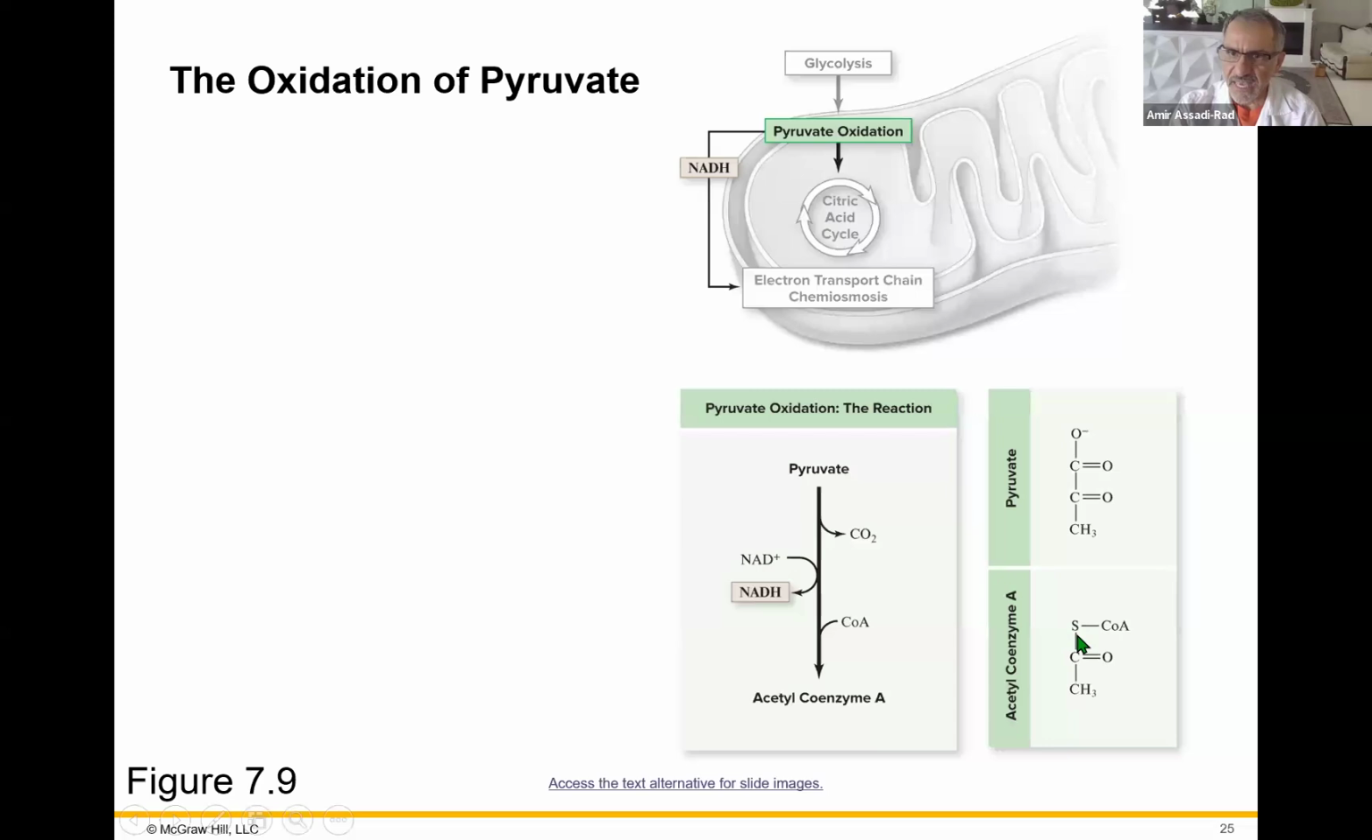But anyhow, you see the S is sulfur attached to the CoA. The S of the CoA attaches to the 2 carbons, and now this molecule is called acetyl-CoA. And of course, this is pyruvate. It loses this CO2. Okay.